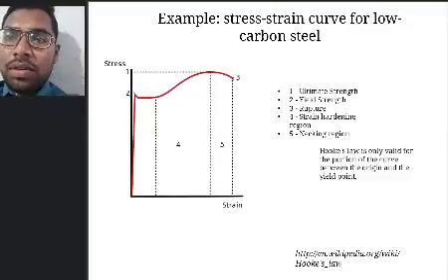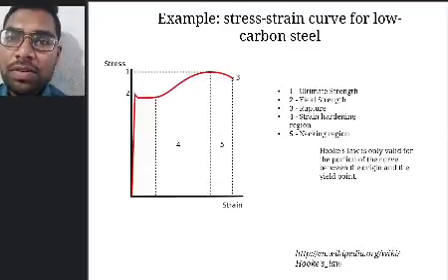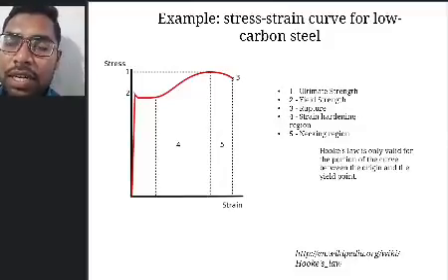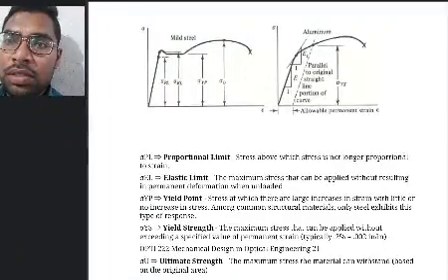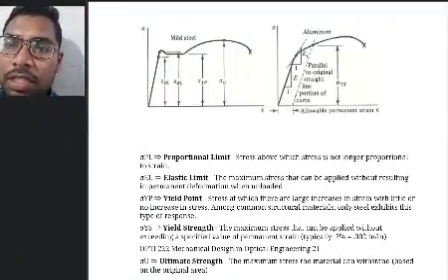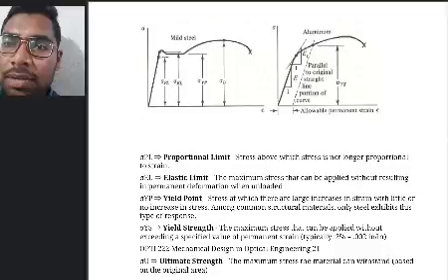Here are the mentions of those points. First one ultimate strength, second one yield strength, third one rupture, fourth strain hardening, fifth necking region of the processes involved while applying the load. Proportionality limit: stress above which stress is no longer proportional to the strain. And the elastic limit: the maximum stress that can be applied without resulting in permanent deformation when unloaded. Yield point: stress at which there are large increases in strain with little or no increase in stress.